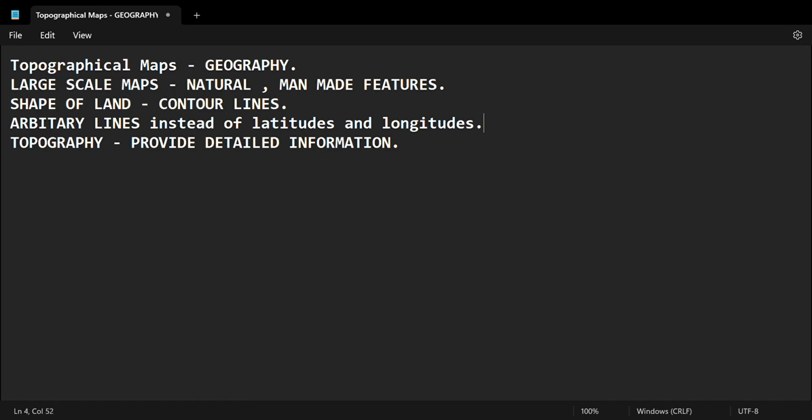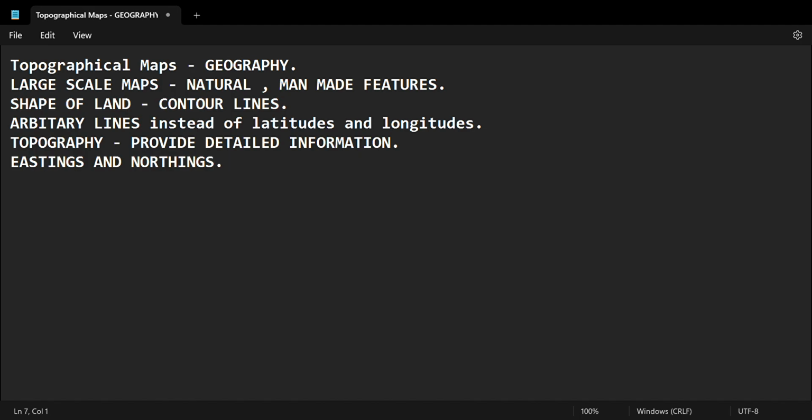Now, since a topographical map is drawn to provide detailed information of a small area, a set of arbitrary lines is drawn instead of latitudes and longitudes. We have learned latitudes and longitudes as well. So arbitrary lines instead of latitudes and longitudes are known as eastings and northings. Now these lines form a grid.